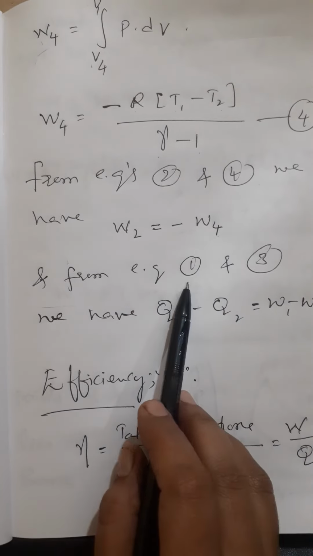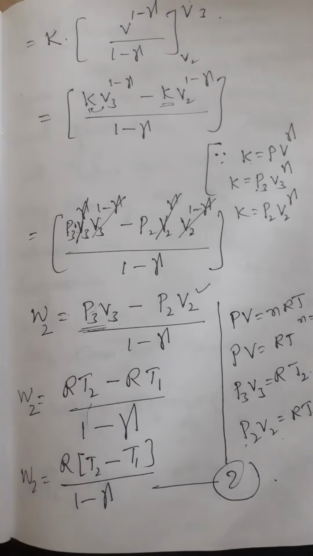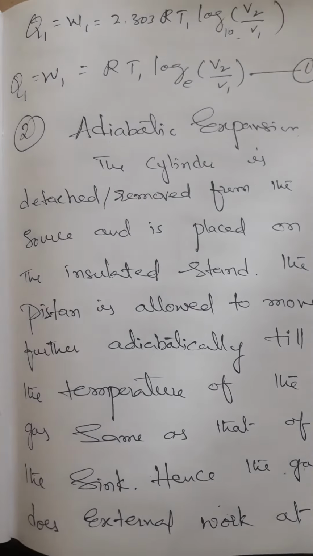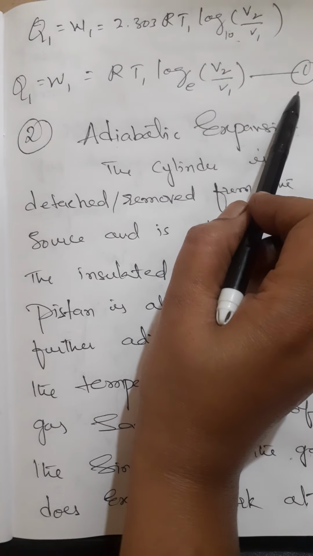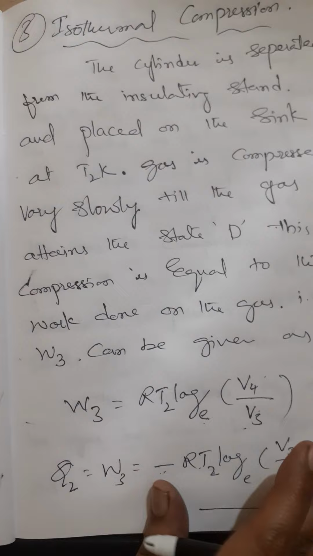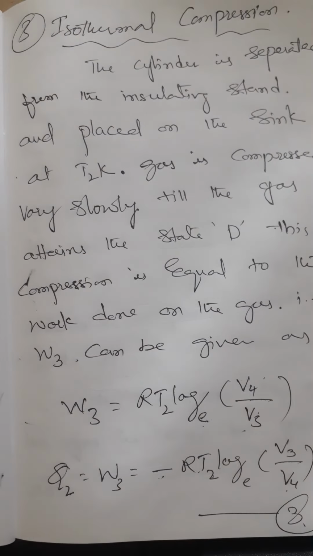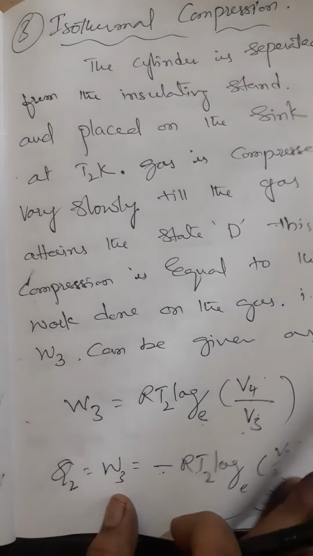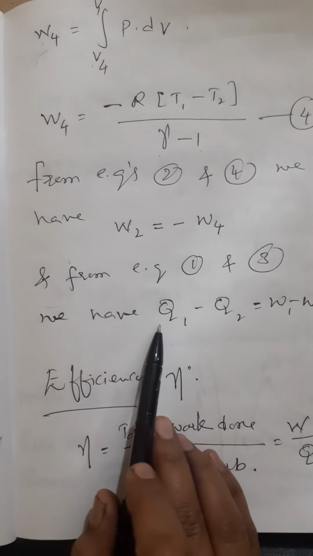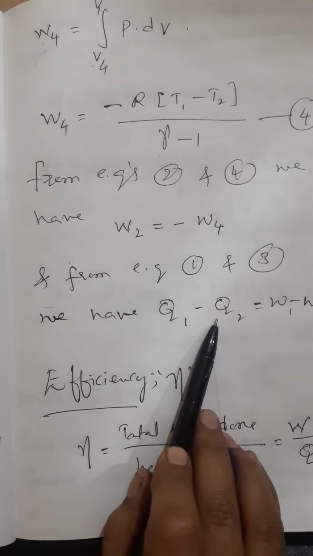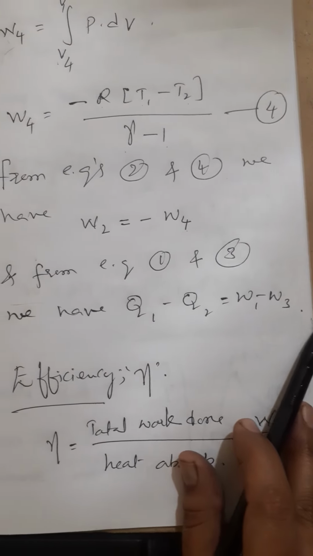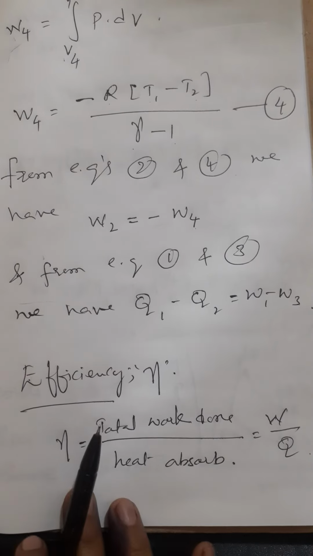Now from equations 1 and 3. Equation 1 is related to the isothermal expansion, and equation 3 is related to the isothermal compression. If you compare these two equations 1 and 3, then we will get Q1 minus Q2 is equal to W1 minus W3.